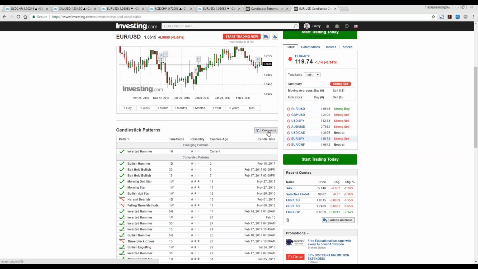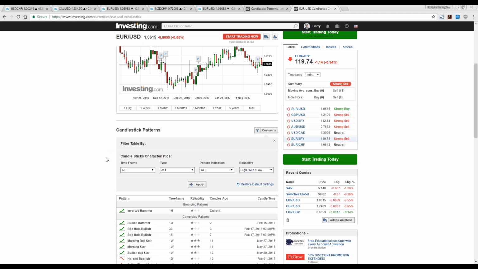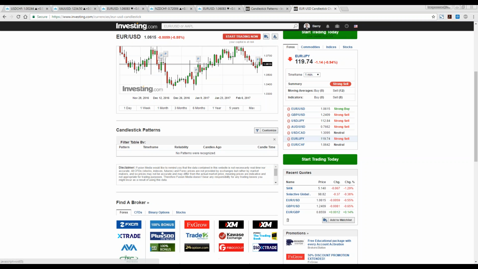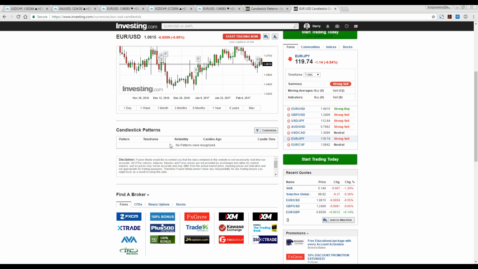Click under Customize, then pick the time frame you want. I use a 30-minute time frame for most everything. Do you want bullish or bearish? I leave it all, patterns and indicators. I want both reversals and continuations, but I don't want lots of the low patterns. I want the high to medium patterns only. This is my choice. Click on Apply, and we've now set our default.